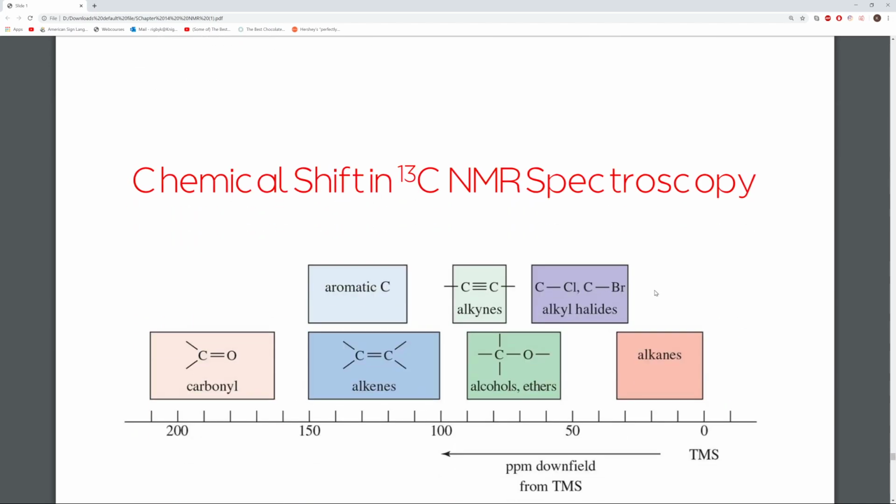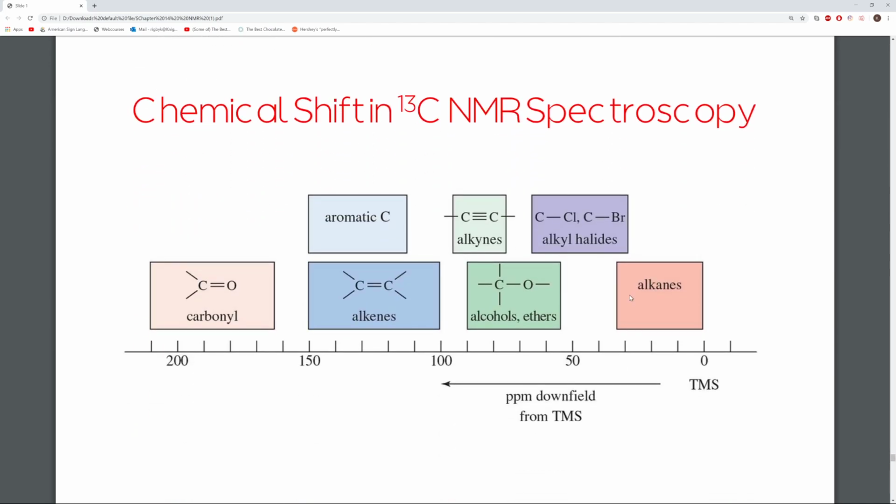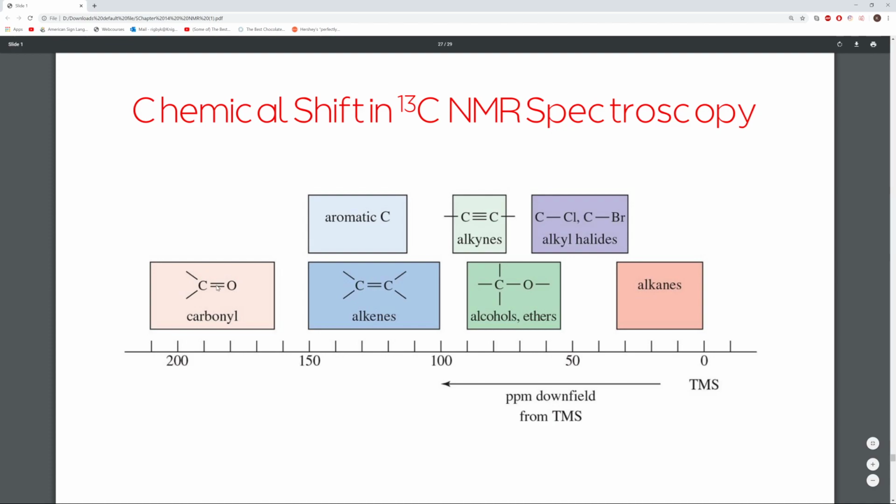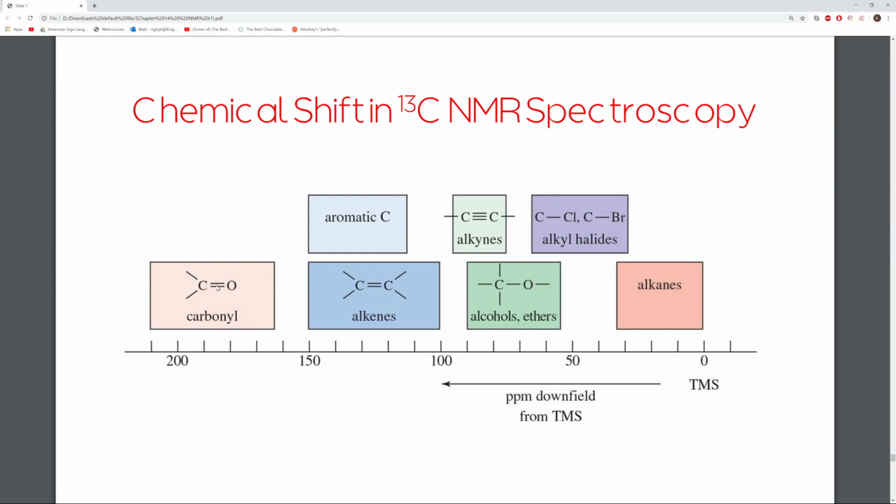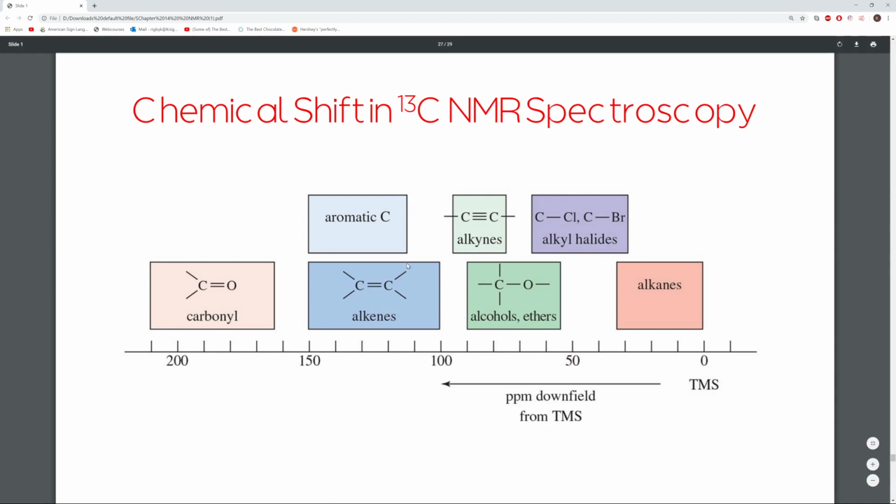Okay? So chemical shift in C13 NMR spectroscopy. Again, this is the same as hydrogen shifting. The more deshielded it is, the more downfield it's going to be. So it makes sense because the carbonyl is all the way down at the far left because the oxygen is going to pull a lot of electrons from that carbon. And it just follows the pattern that we saw before in the hydrogen spectroscopy, okay?